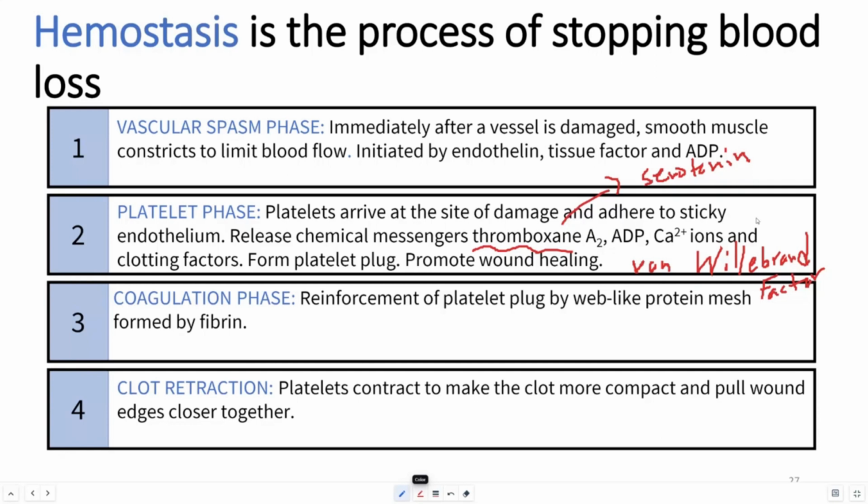Most clotting factors are inactivated enzymes and are mostly produced by the liver. Vitamin K is a fat-soluble vitamin that is needed to make certain factors. Factors 2, 7, 9, and 10. These four factors require vitamin K for production. Then the final phase would be clot retraction, where the platelets contract and make the clot more compact, and eventually pull the wound edges together, and it drops off and the scab regresses out.